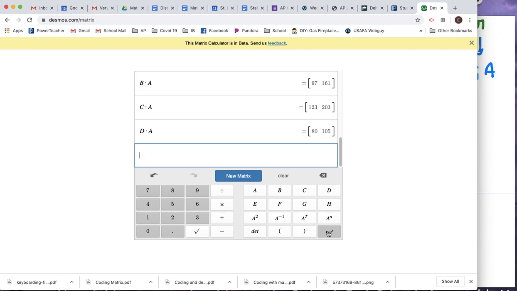And then I could write the next one, which would be E times A, and that's 136 and 203. Then we could do F times A, and so we got 41 and 56. And then finally G times A, and that's 104, 133.